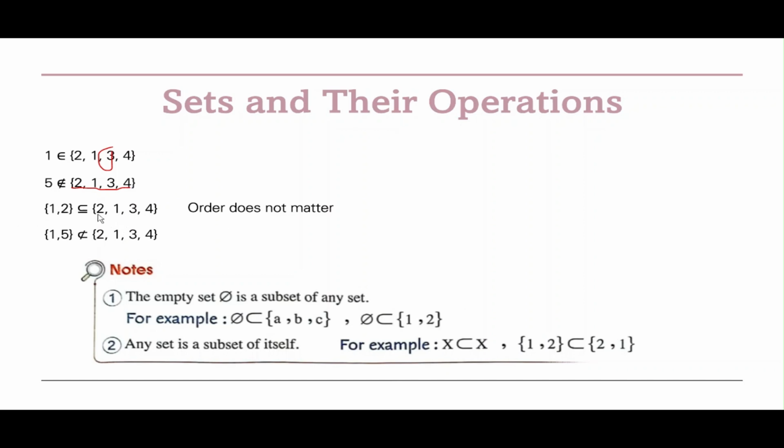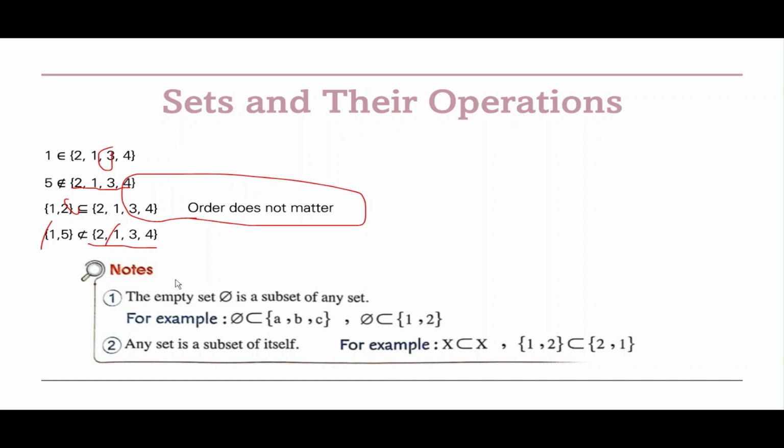You tell me, teacher, it's not here, like {1, 2} is not the same as {2, 1}. No, order does not matter. We know order does not matter. It should be the same numbers at least. {1, 5} is not a subset of {2, 1, 3, 4}. 1 is the same here, but it should not be like this because 5 does not belong. 5 is not here, so it's not a subset of.